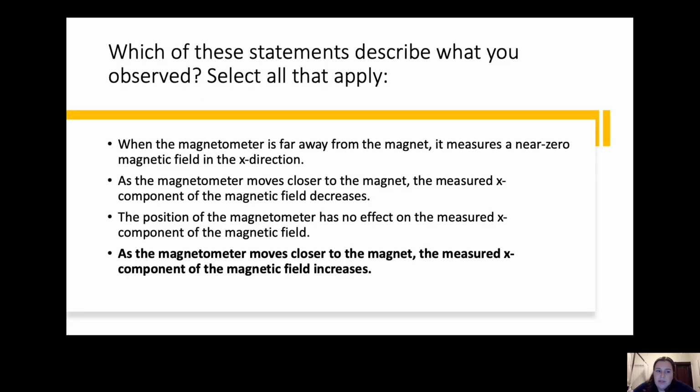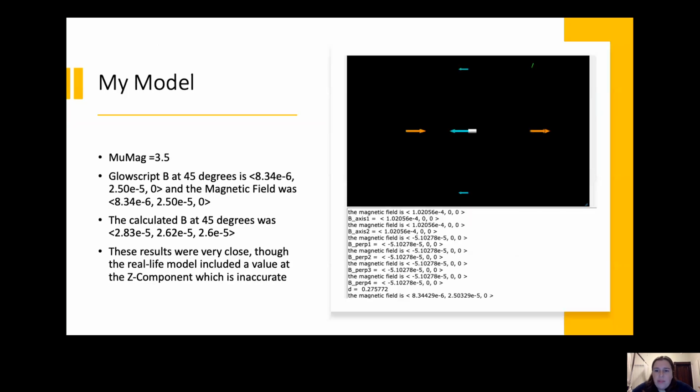Which of the statements describe what you observed? I observed that as the magnetometer moves closer to the magnet, the measured x component of the magnetic field increases. You can see here my model. We have the cyan arrows that are perpendicular to the original arrow, and the orange arrows which are parallel to the arrow. The green arrow here demonstrates the 45-degree B, and this shows my results.